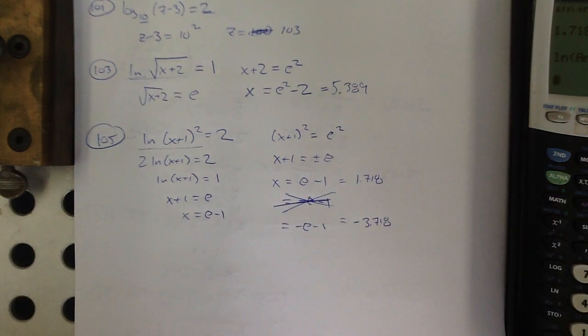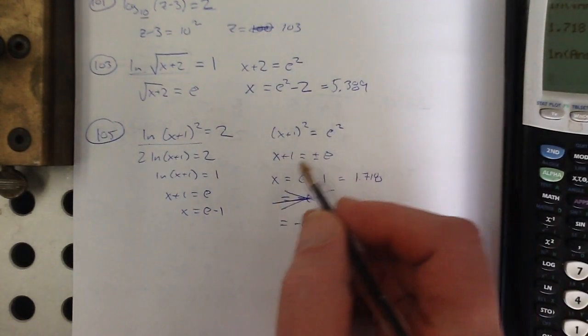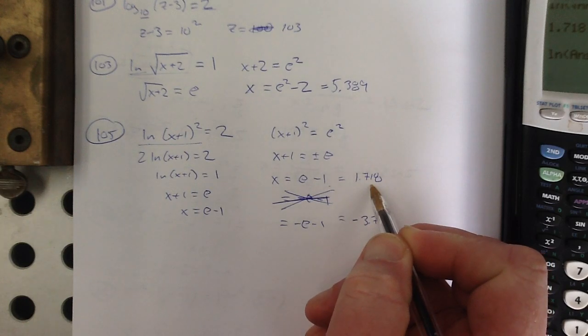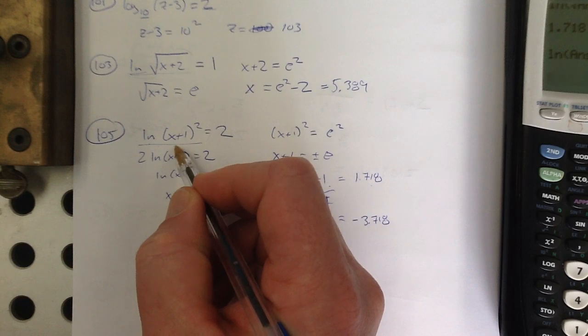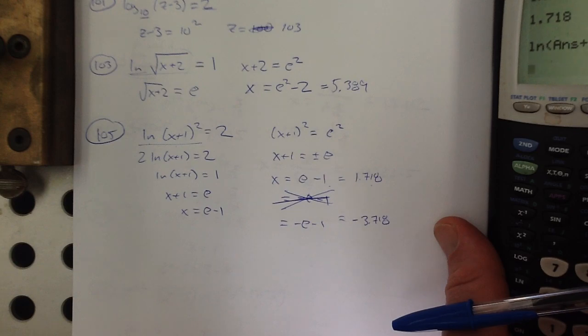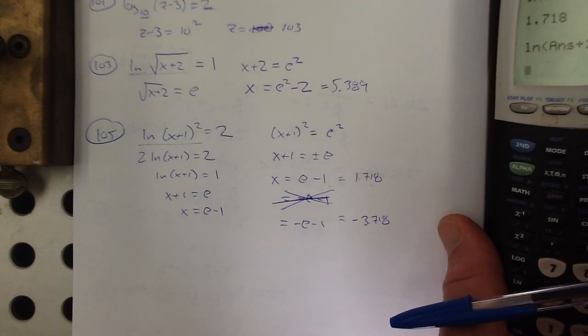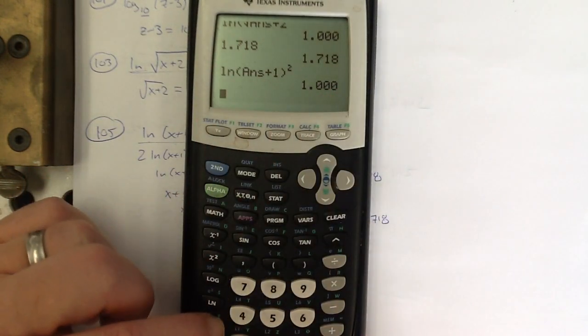Why did I get 1 instead of 2? What happened there? Hold on. Give me a second. Oh, I wonder if it's an order of operations thing. It might be because of the way that I entered this.